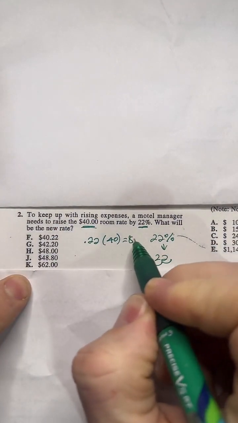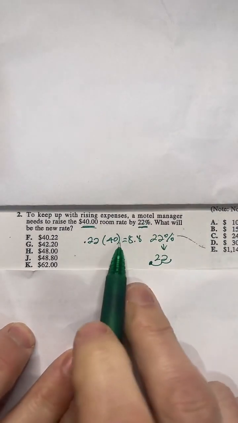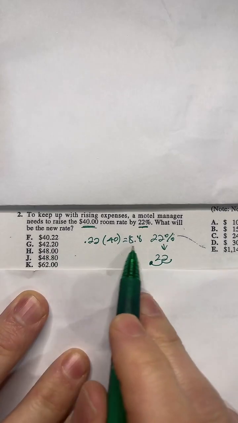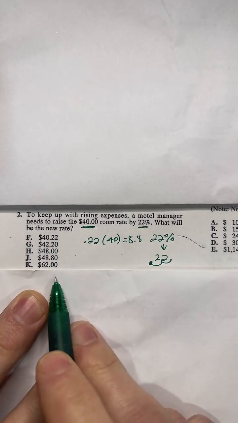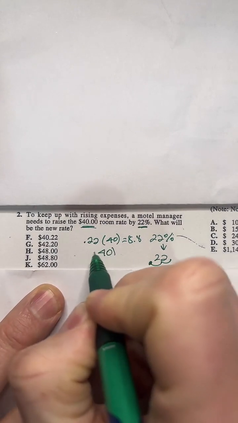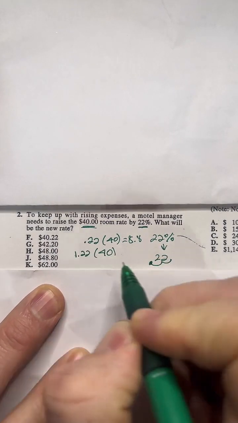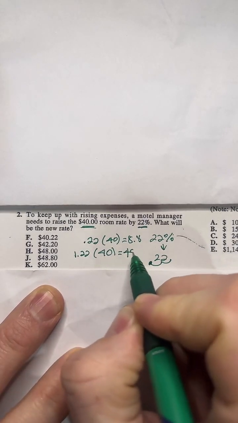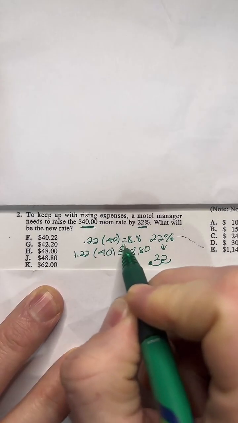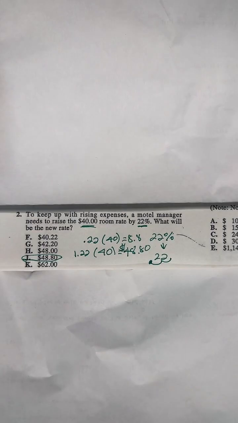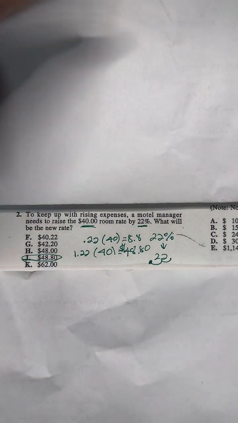So we get 8.8. Now, that's how much we need to raise the room by. If they were being really tricky, they would have had 8.8 on here. Luckily, they don't. So we're actually going to multiply 40 times 1.22. That's going to add the 40 plus the 8.8, so it's going to be $48.80. So that letter is going to be J. Hopefully we're feeling good. We've got some ACT prep.